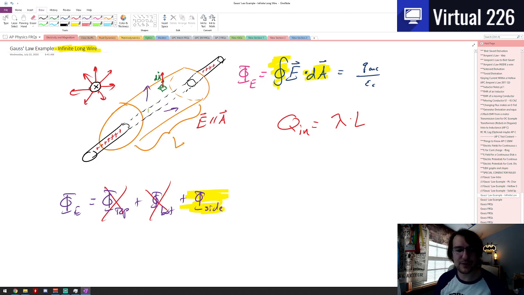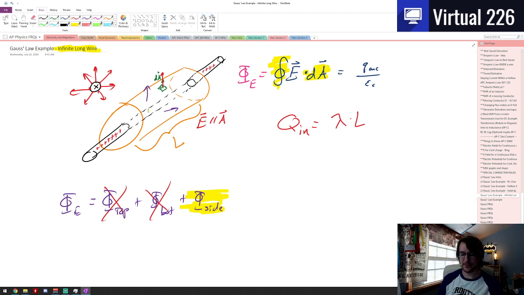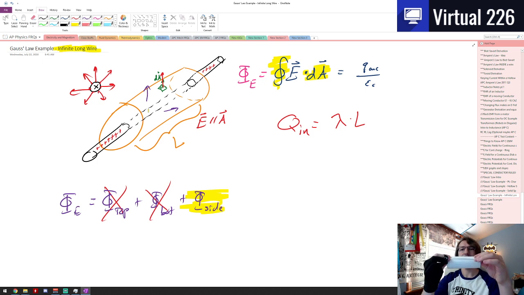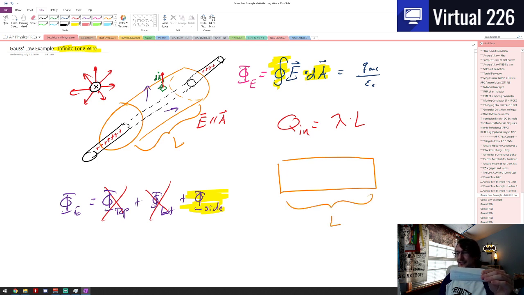Now, how do we get that? How do we figure out the surface area of the side? Well, let's take a sheet of paper and map this out. I call this a soup label because what I have here is a little cylinder. This cylinder has some length L associated with it. This is the length L here. So let's take our cylinder and unroll it. This is length L.